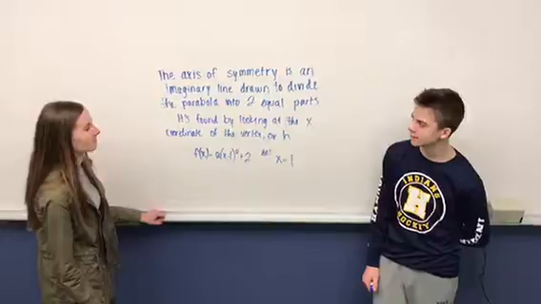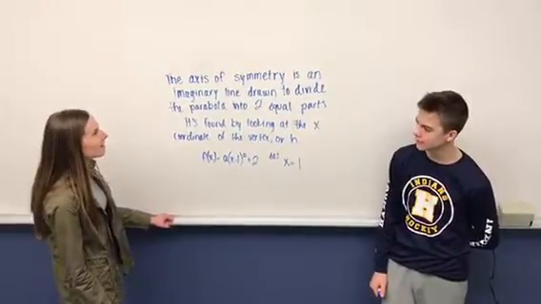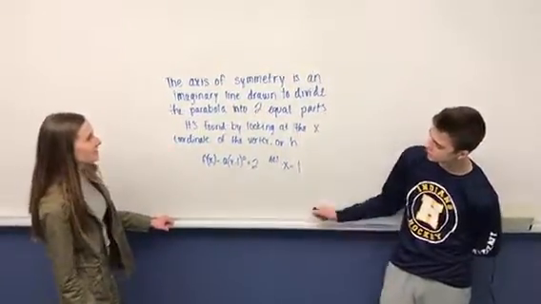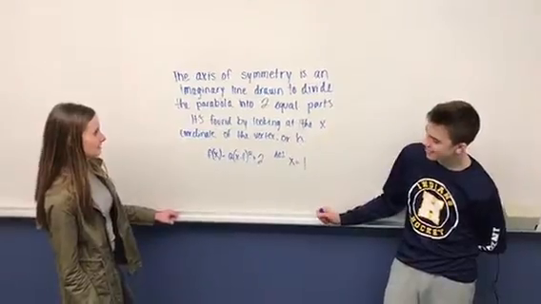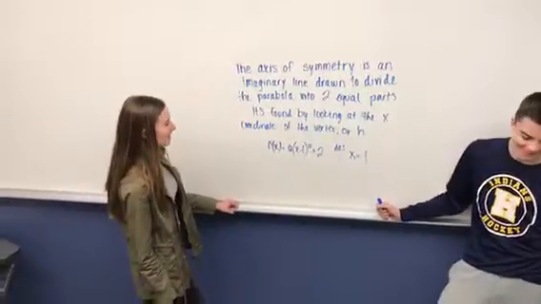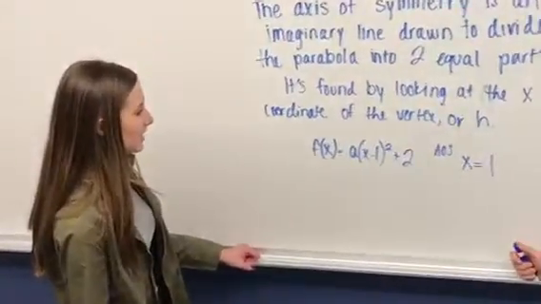Hey, Chloe, what's the axis of symmetry and how do you find it? The axis of symmetry is an imaginary line drawn to divide the parabola into two equal parts. It's found by looking at the x-coordinate of the vertex.